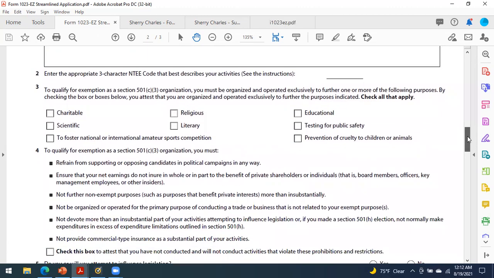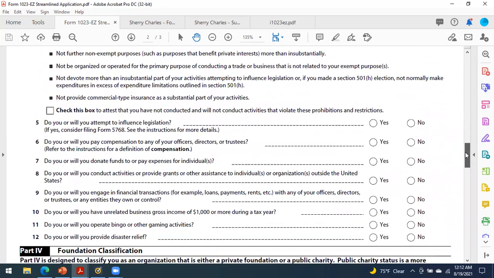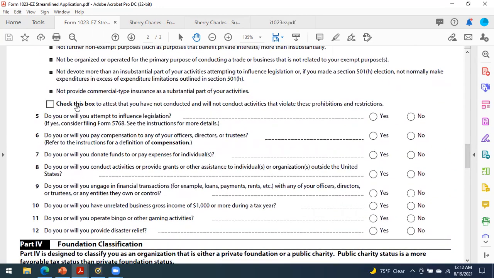I'm not going to read everything here. You can look for yourself. I do want to point out, here's another box for an attestation that you have to attest that you conducted or will not conduct activities that violate these prohibitions and restrictions.